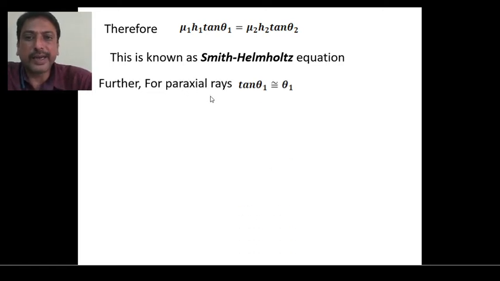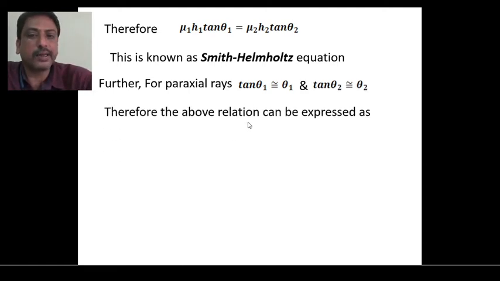Further, in the case of paraxial rays, theta 1 being very small, tan theta 1 can be approximated as theta 1 only, and tan theta 2 is also approximated to be theta 2 only.